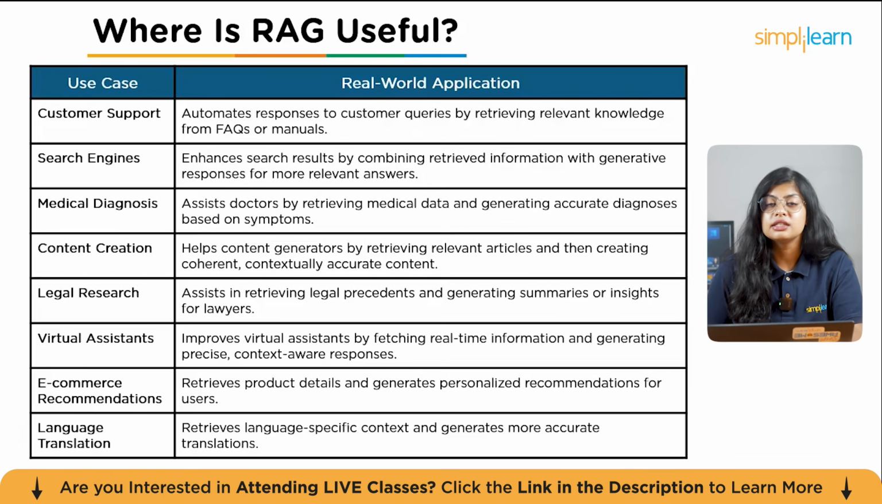For virtual assistants, RAG helps by fetching real-time or updated information. Instead of answering from outdated knowledge, the assistant retrieves current data and generates context-aware responses. In e-commerce recommendations, personalization is the main goal. RAG retrieves product details, user preferences, and past behavior, and then generates recommendations that feel personalized rather than generic.